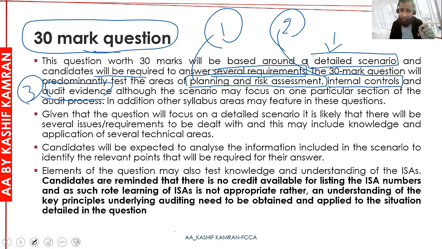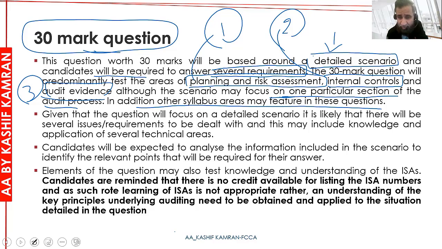Although the scenario may focus on one particular section of the audit process, in addition, other syllabus areas may feature in this question. It's up to the examiner, right? But the predominant part of the question number one is coming from risk assessment, internal controls, and audit evidence. These are three critical areas of your syllabus, and they contribute heavily to a 70 marks paper. You might get planning and risk in the question number one, and you might get internal controls in the question number two, and you might get something about audit evidence in the question number two. They do contribute heavily, so either they are in the question number one or in the question number two, right? So you have to consider them as important areas.